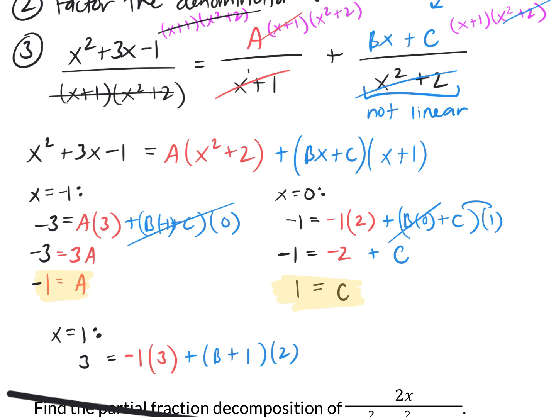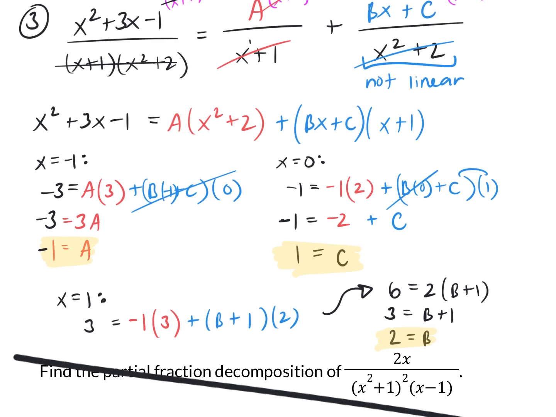Okay, so now we just got to solve this for b. So I'm going to go ahead and add this -3 over to the other side. So I get that 6 is equal to, I'm going to rewrite it like this, 2 times b plus 1. You can do one of two things. We could distribute or we could divide by 2. I'm just going to go ahead and divide by 2. So I've got 3 equals b plus 1, which means that b equals 2.